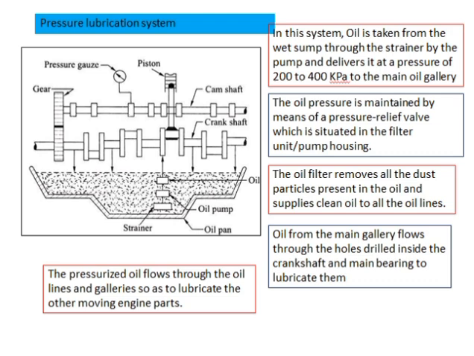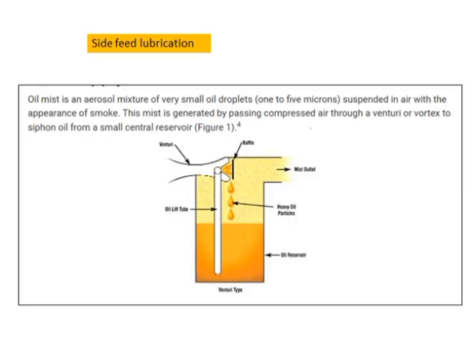So this is a pressure lubrication system. There will be an oil pump to pump the oil from the sump to the various parts of the engine members. There will be a pressure gauge to monitor the pressure of the lubrication oil.